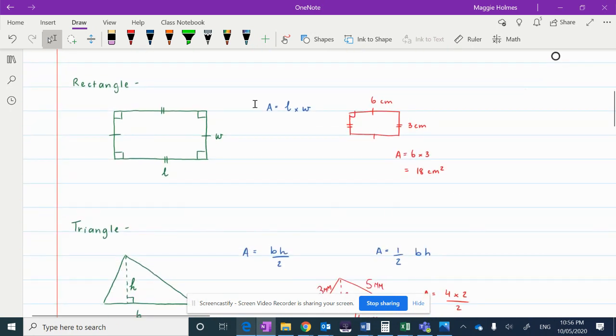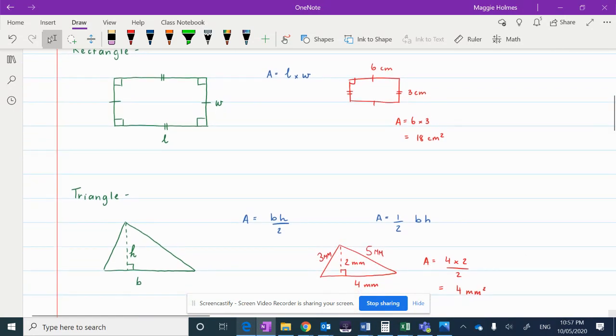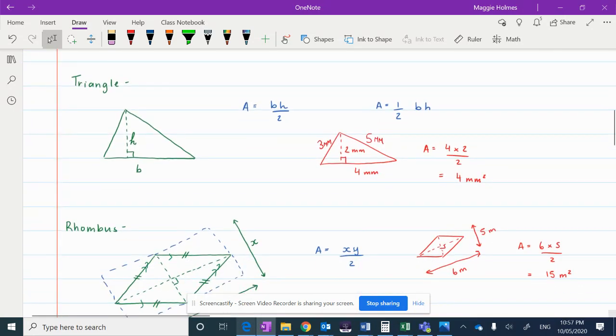Rectangle. Here's our formula, length times width, that's what it looks like. Pretty straightforward. We know these very familiarly by now, so 6 by 3, length times width, and 18, and our units centimeters squared this time. Remember squared units for area because of those squares.